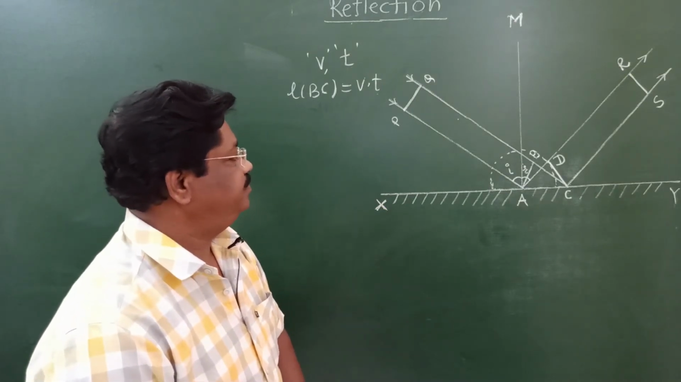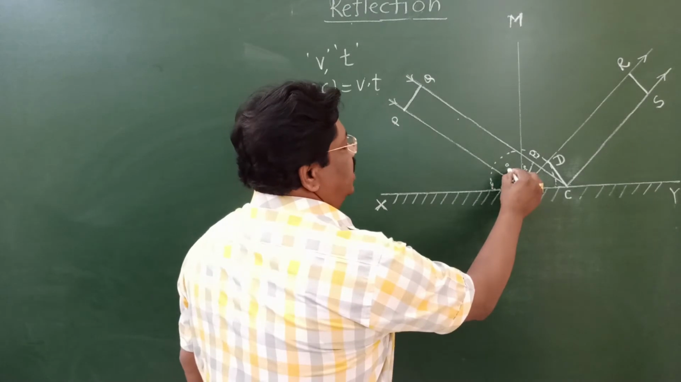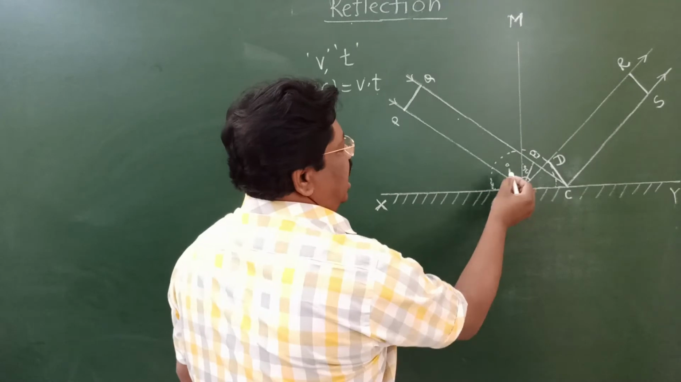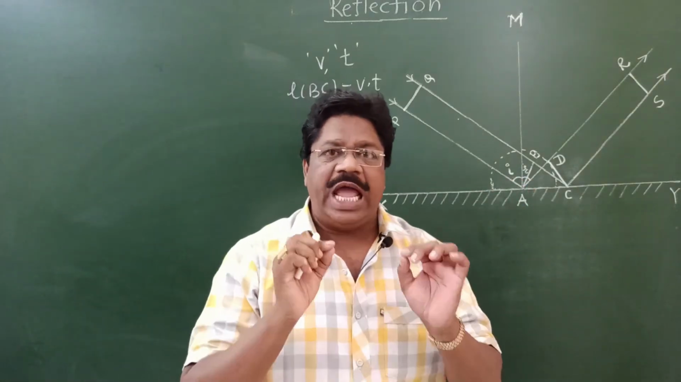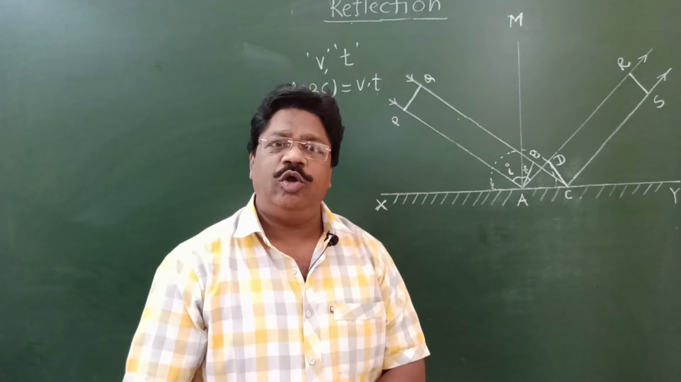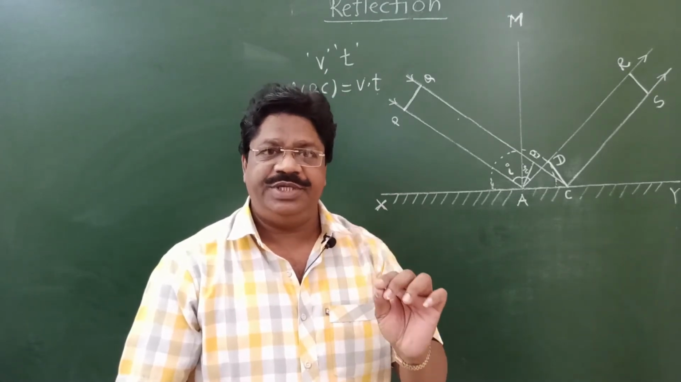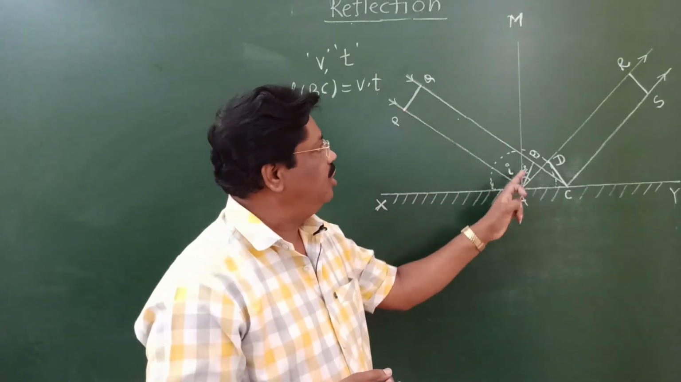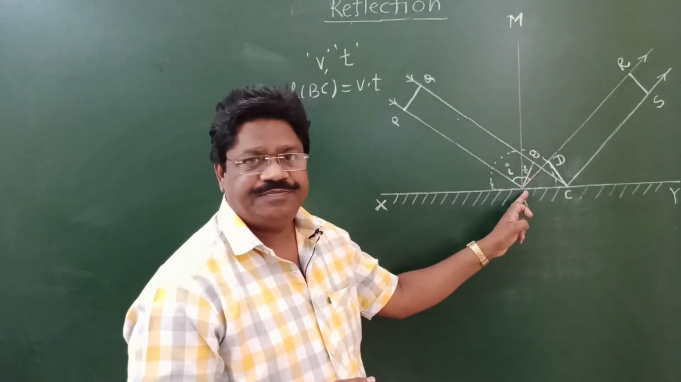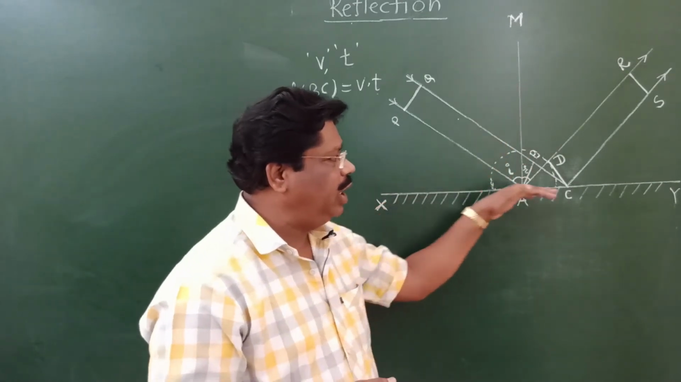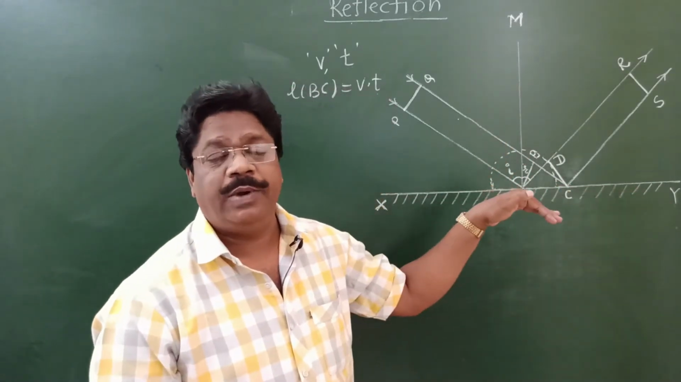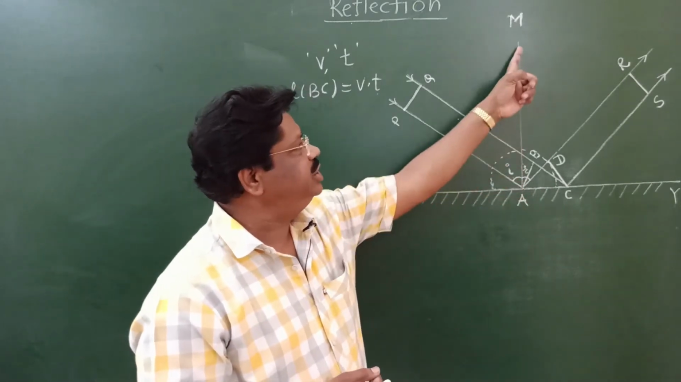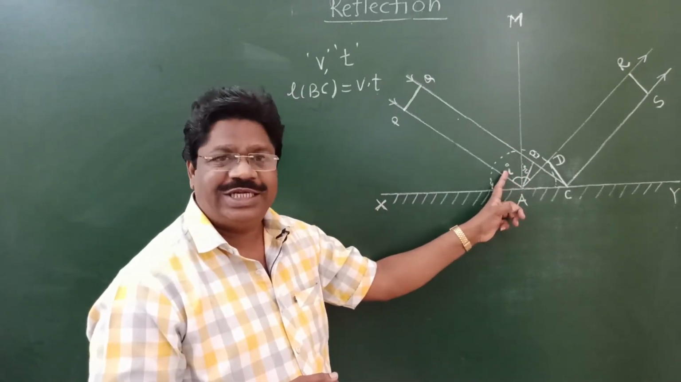Then in this case, this is the angle I, angle PAM. This angle I is called the angle of incidence. What is meant by the angle of incidence? The angle of incidence is the angle made by the incident ray with the normal MA. Normal means perpendicular to the plane surface or reflecting surface. The angle made by the incident ray with this normal is called the angle of incidence.